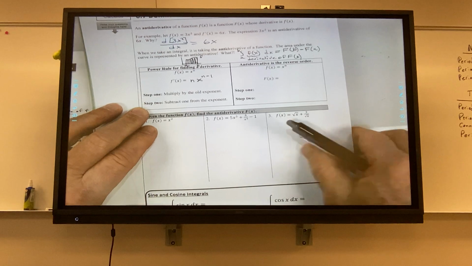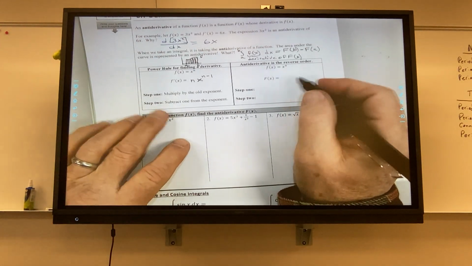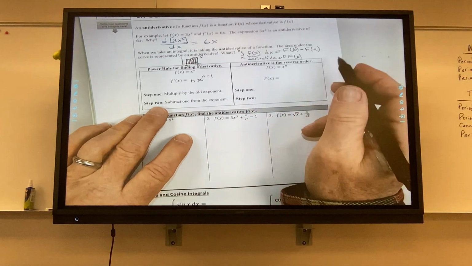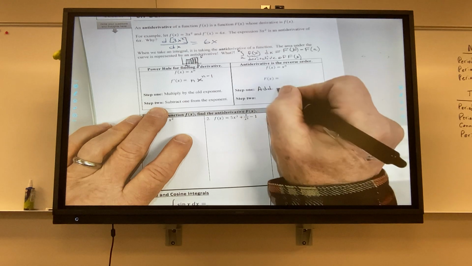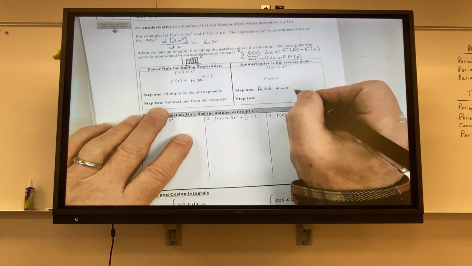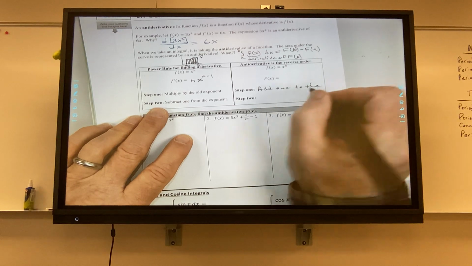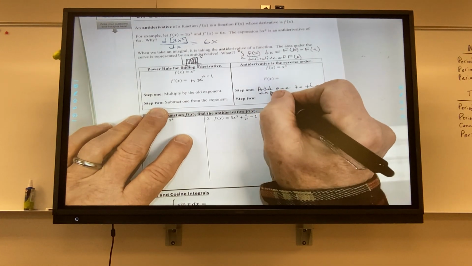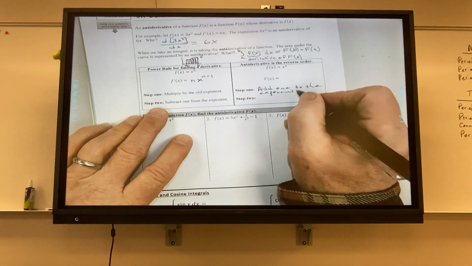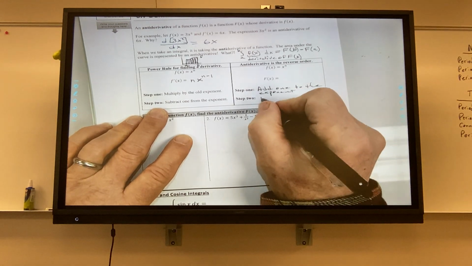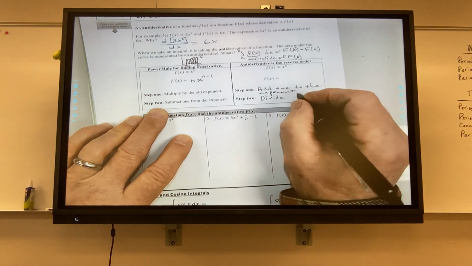Alrighty, what about you, Ethan? I'll give you a hint. To do the antiderivative, in reverse order, what we do is we add 1 to the exponent. And then we divide by the new exponent.